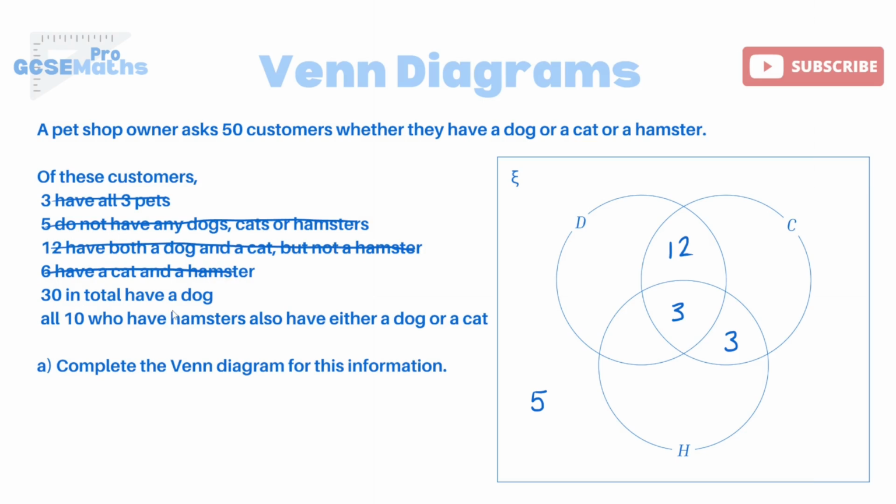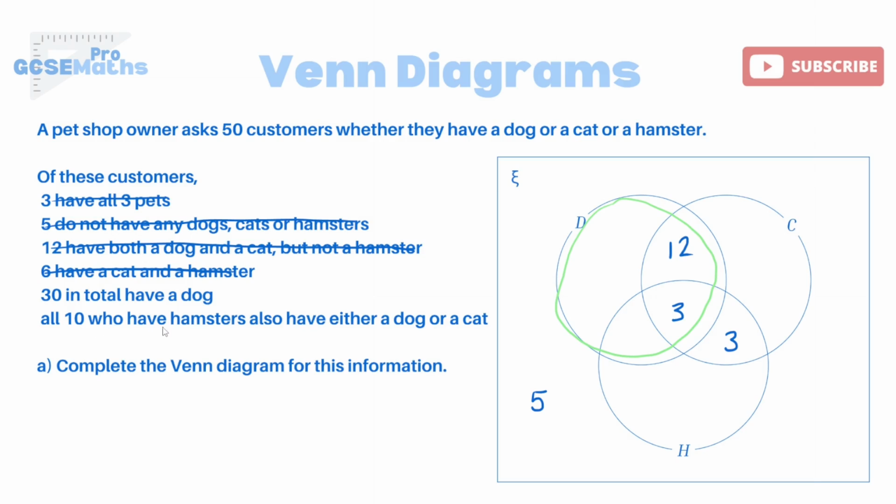Then we've got 30 in total have a dog. So that means the whole bubble for dog. So all of this, there's 4 categories here. We already know 2 of them, so that adds up to 15. We're then missing the other 2. So as it stands, I can't really do anything with that information because I don't know with what's left, which is another 15, whether it would be in just dog or just dog and hamster. I don't know that yet. So let's just leave that one there for now and then check out the last piece of information.